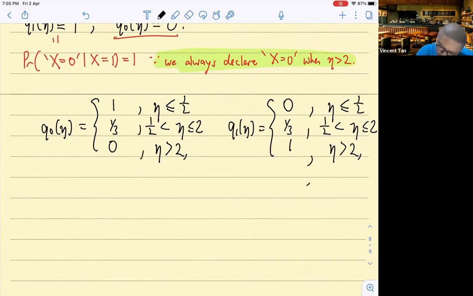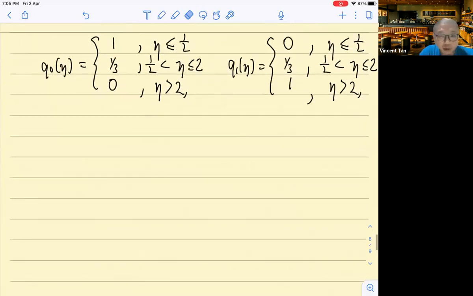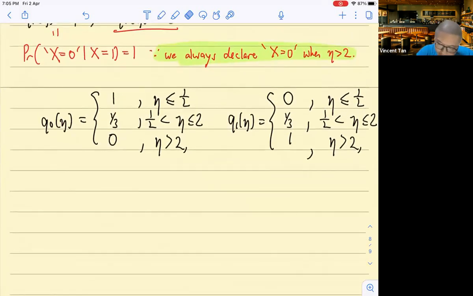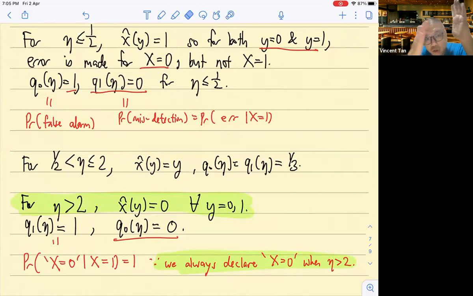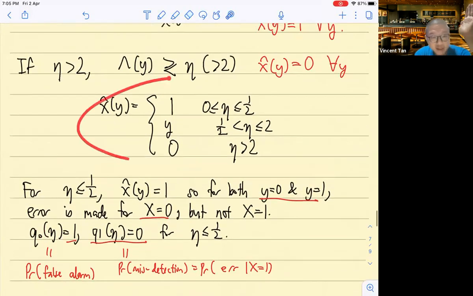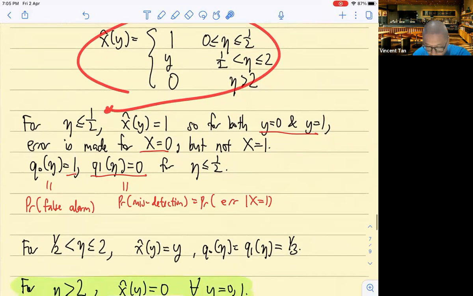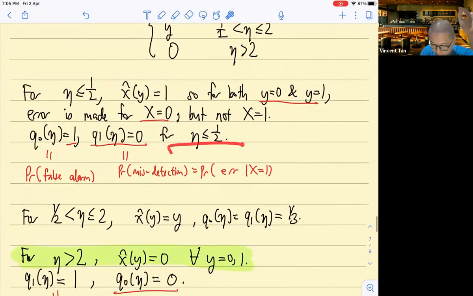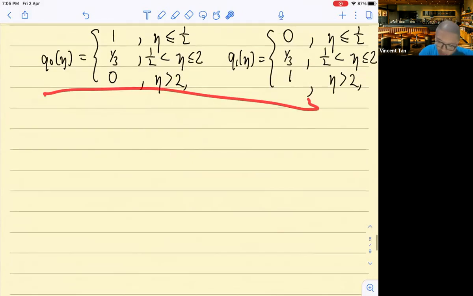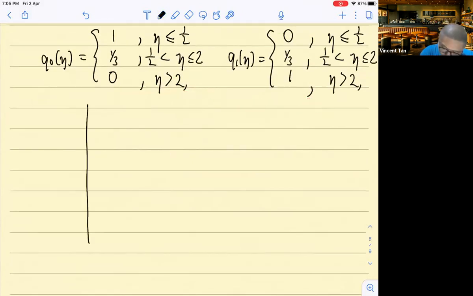So now we are ready to make our error plot. This part here, Q0 and Q1, is basically just summarizing the results of the calculation we have done previously. We have taken eta to be from 0 to infinity, and based on the particular eta, we have come up with our decision. Based on our decision, we have been able to compute Q0 and Q1 based on the range of eta, and it is summarized here. So we are now able to make our error plot for this particular case.